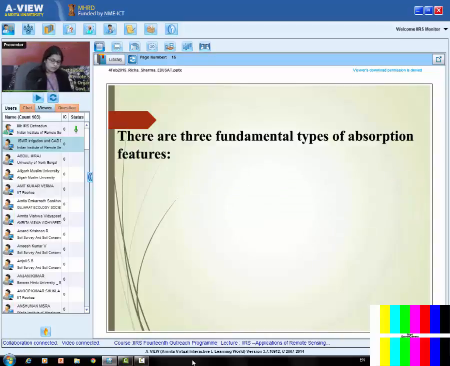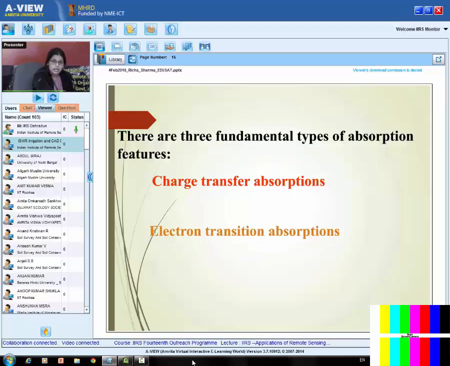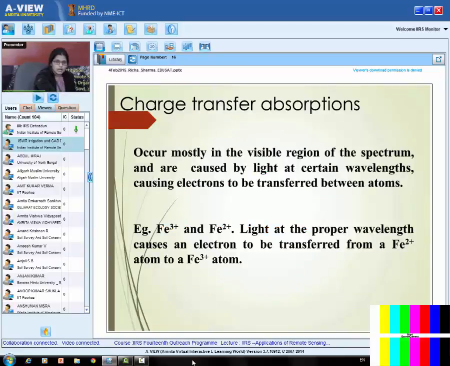Now, these absorptions are caused by three different types of absorptions. First of all is the charge transfer absorption, then electron transition absorption, and vibrational absorption. Now let's first discuss the charge transfer absorptions. These mostly occur in the visible region of the spectrum, and they are caused by light at certain wavelengths causing an electron to be transferred between atoms.